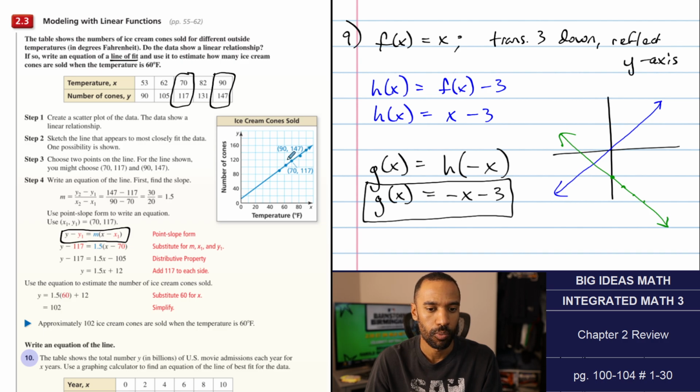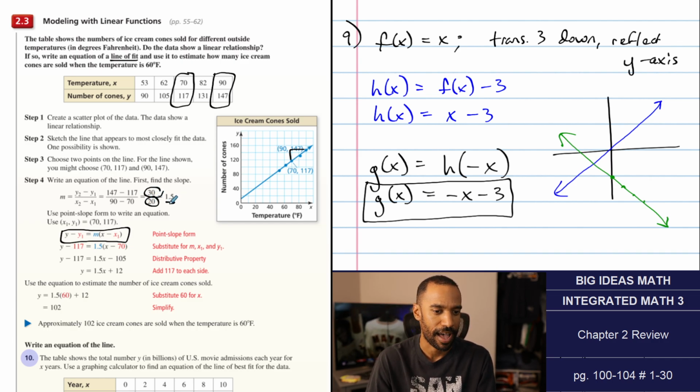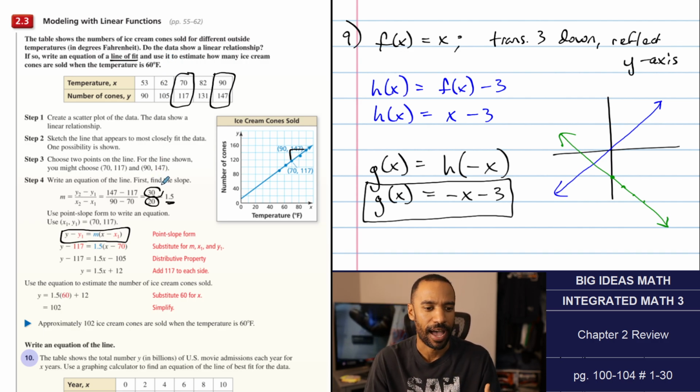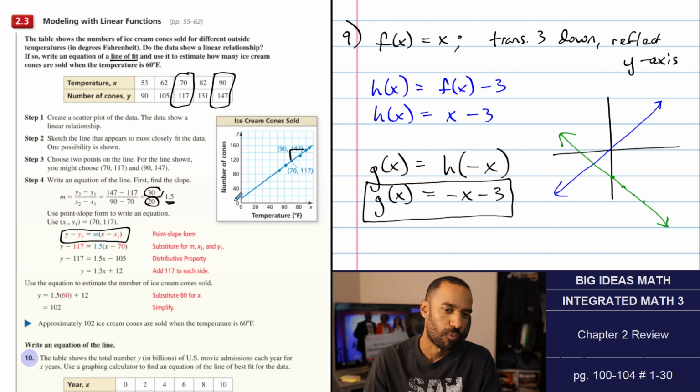So m is slope. We need the rise over run from 70, 117 to 90, 147. From 117 to 147, that's a rise of 30. From 70 to 90, that's a run of 20. And that reduces to 3/2 or 1.5. This is the slope that they're using. Do they ask us to interpret this data? They don't. So let me interpret that for you. 1.5 is stating every 1.5.